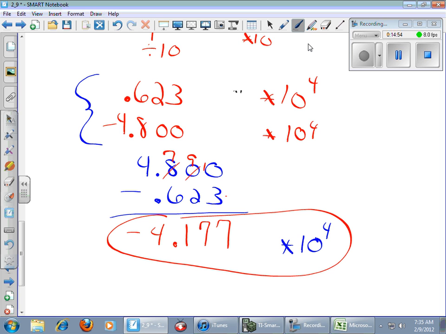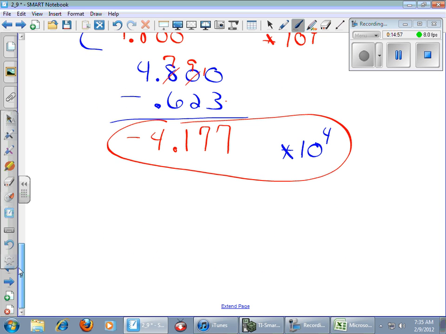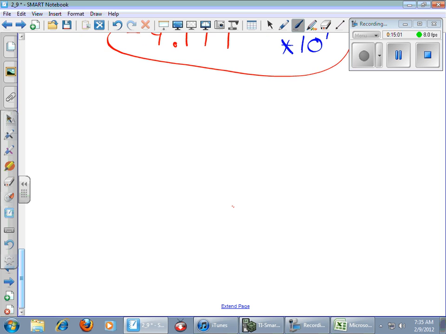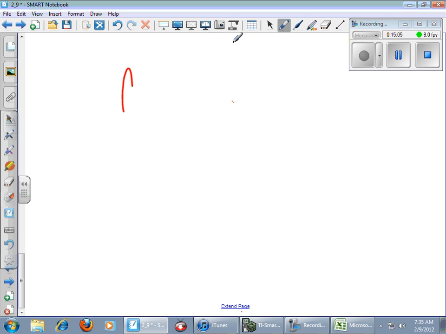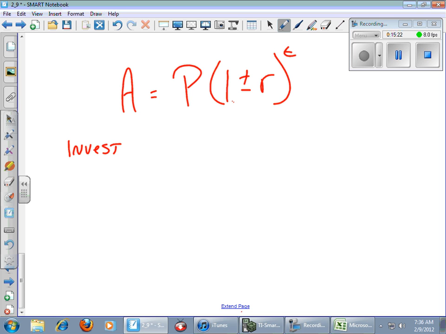Okay, I don't want this video to go too long, so I'm going to do one more type of problem, well, two more types really. We need to do a graphing one and an A equals P times the quantity 1 plus or minus r to the power t. I'll do this one first. Let's say that you knew a bank, you were going to invest, I don't know, $5,000.